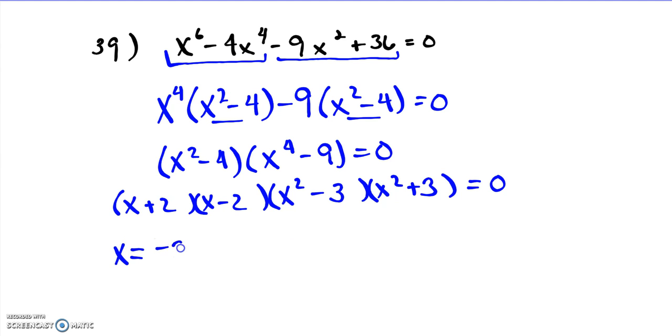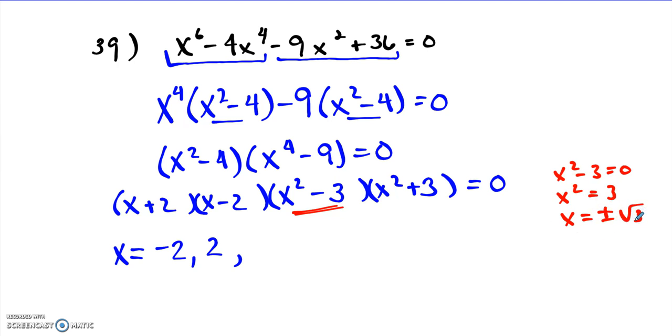So this 0 here is negative 2. This one here is 2. And we've got to work through this one. Let's do it on the side. So right here, we have x squared minus 3 equals 0. So x squared equals 3. x equals plus or minus the square root of 3.